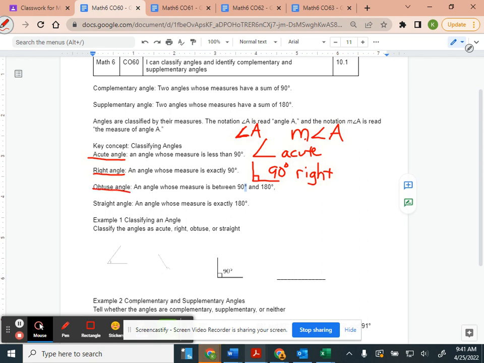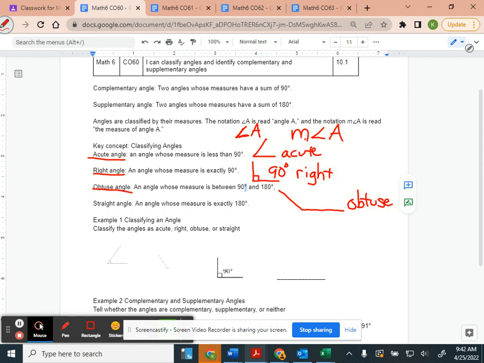So what is an obtuse angle? It's going to be bigger than 90. It's going to be between 90 degrees and 180 degrees. So it's going to be a bigger angle. And that's an obtuse angle.